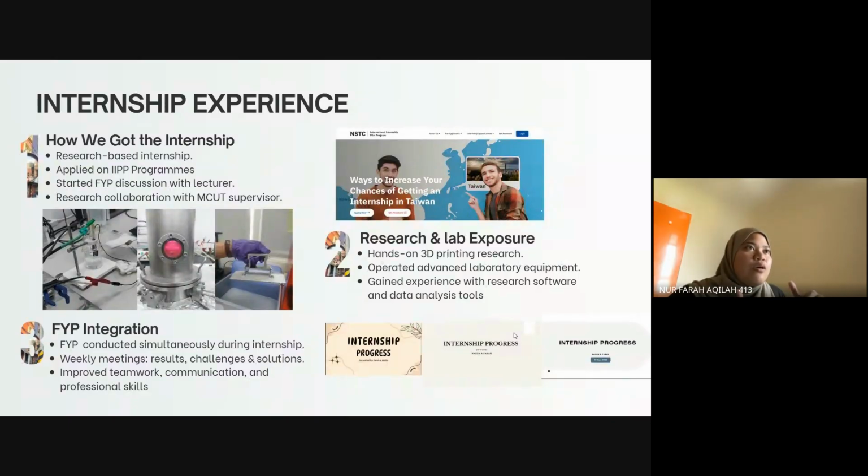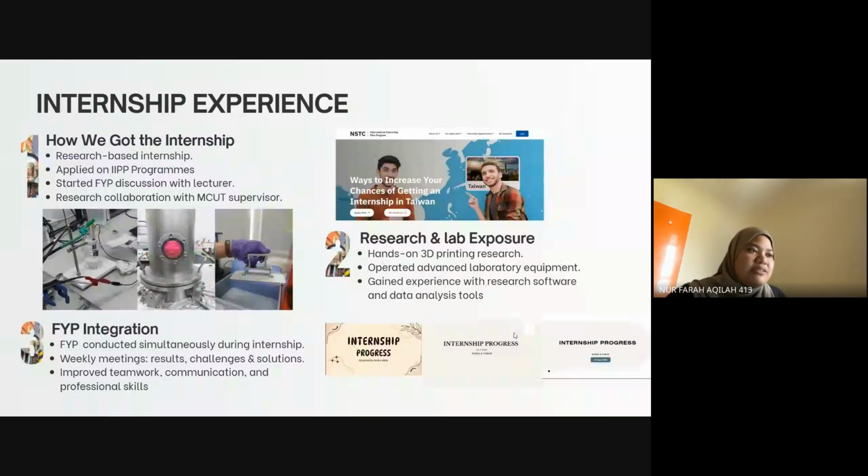If you are interested in these IIPP programs, there will be a list of lecturers and also their universities and research backgrounds, so that if you feel your research is similar to what they are doing, you can instantly match with the lecturers. More benefits of the IIPP we will be discussing on other slides.